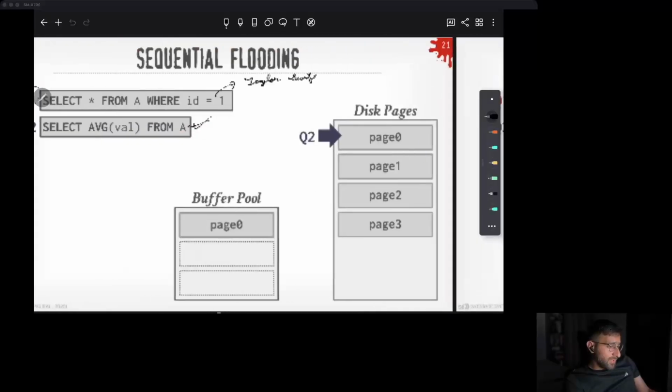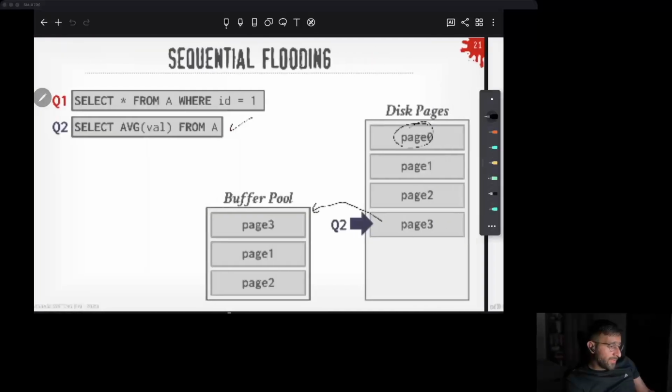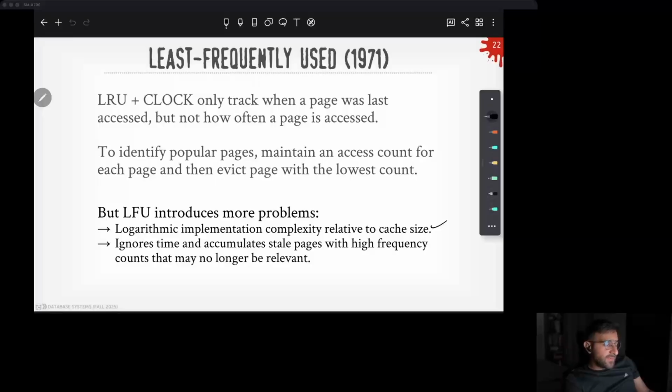So I rushed a bit, but after sequential flooding, we saw an algorithm called least frequently used, which gives you an estimate of how many times a page was accessed. But this also carries some complexity, like a logarithmic implementation: you have to maintain some sort of structure in memory, like a priority queue, or, whenever you want to evict a page, sort based on the number of times the page was accessed.